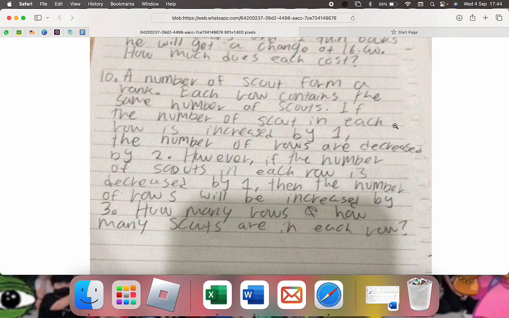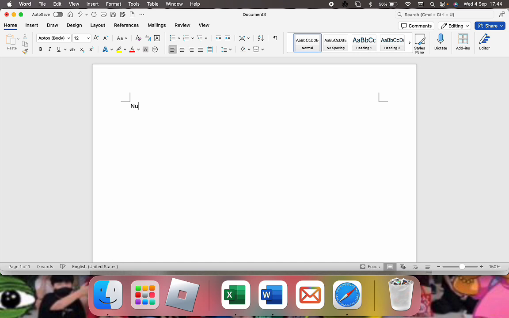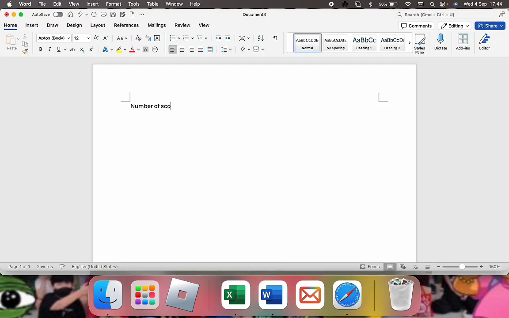Now I'm going to explain how on earth we write this into a formula. So obviously, first things first, we will name the number of, what was it again? Yes, number of scouts in each row as x. And the number of rows as y. So now we put it like this. I'll just put in the thing, I'll explain it later.